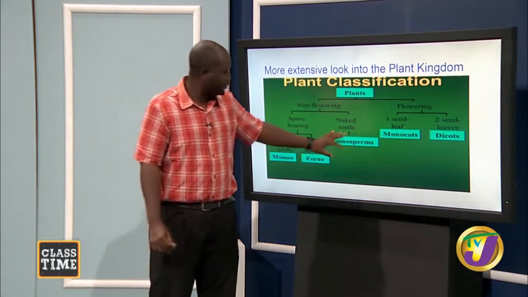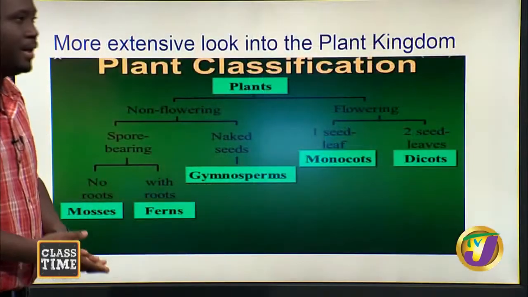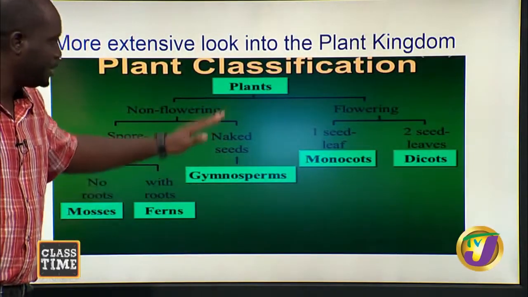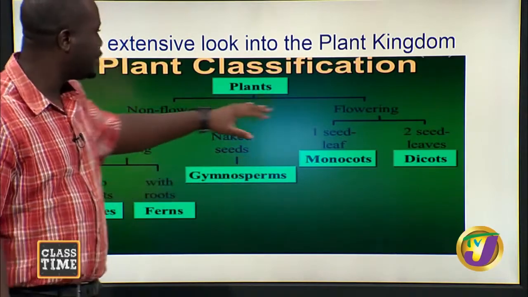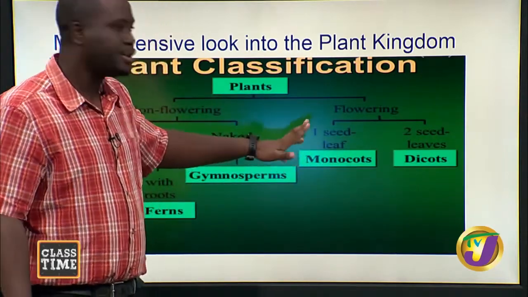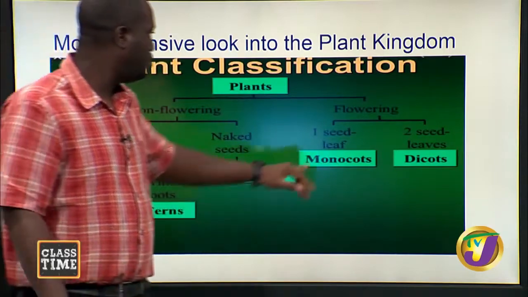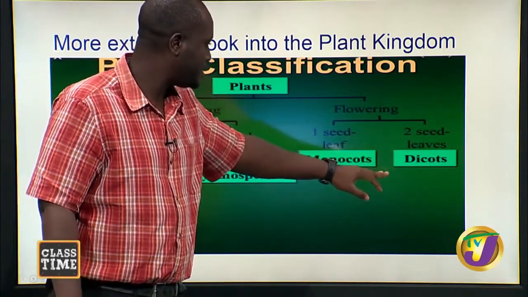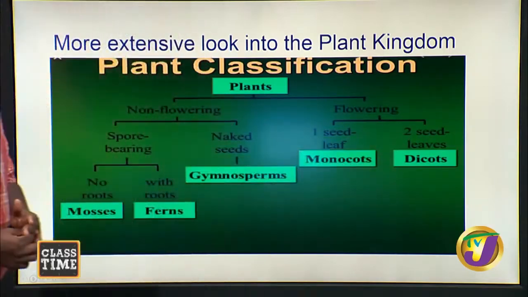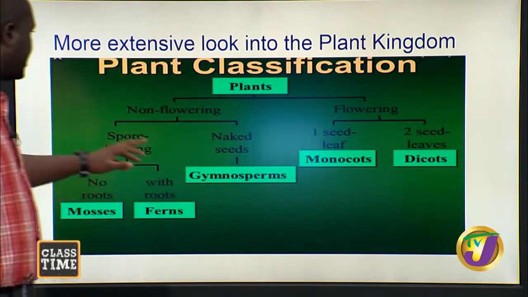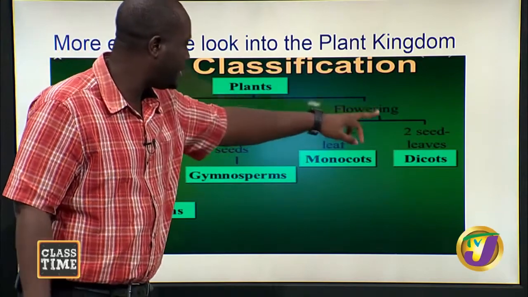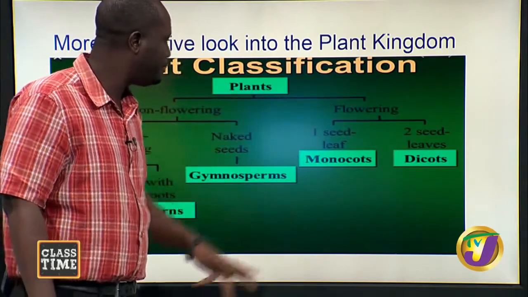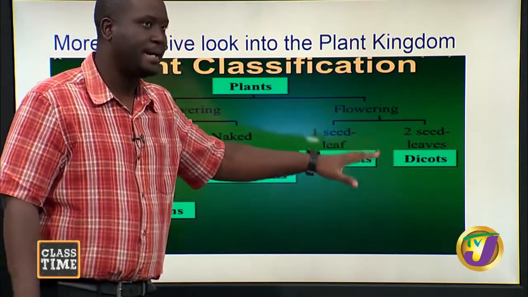Christmas is coming up, so your Christmas tree, your pine trees, those are what fall under the gymnosperms. Now, the next group is angiosperms. And angiosperms is further divided into monocots and dicots. So the phyla within the plant kingdom are your mosses, your ferns, your gymnosperms, and angiosperms, which are flowering plants. And within flowering plants, you have monocots and dicots.